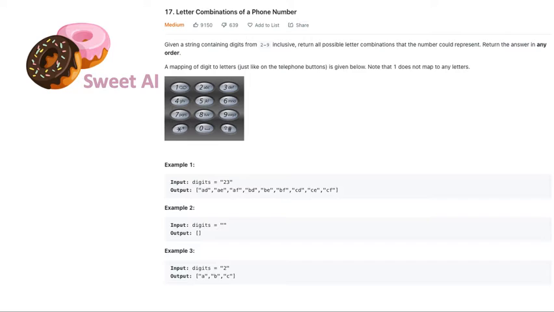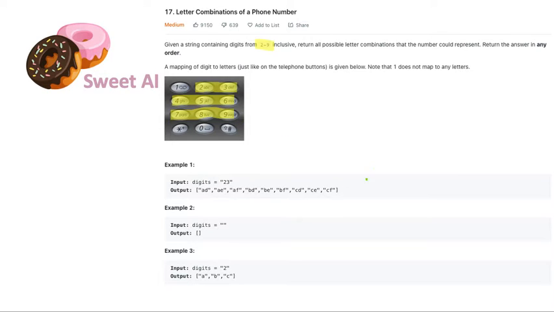So what this question is telling us is that we have a string containing digits from 2 to 9. What does it mean? As you can see here, a mapping of these digits to letters is given. We have numbers from 2 to 9, and each number represents a few letters. So 2 represents A, B, C, 3 represents D, E, F, and so on, right?